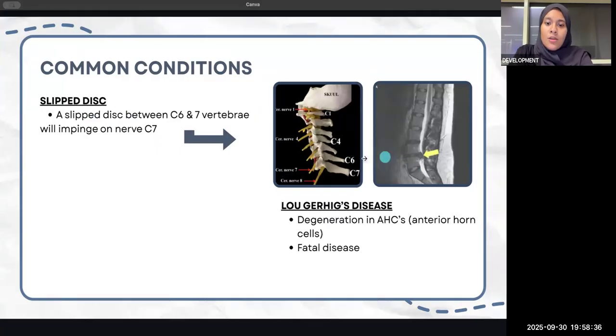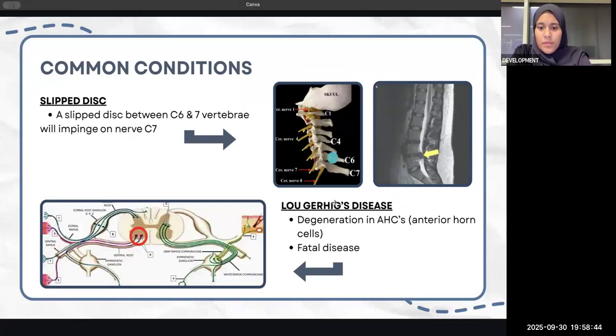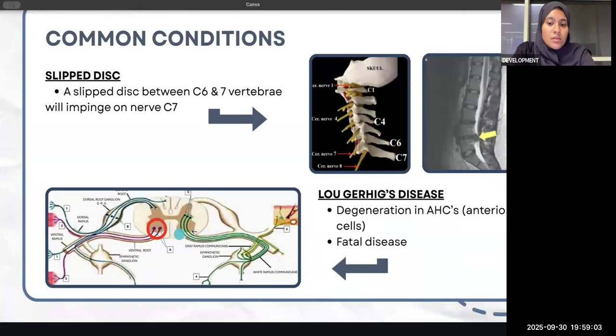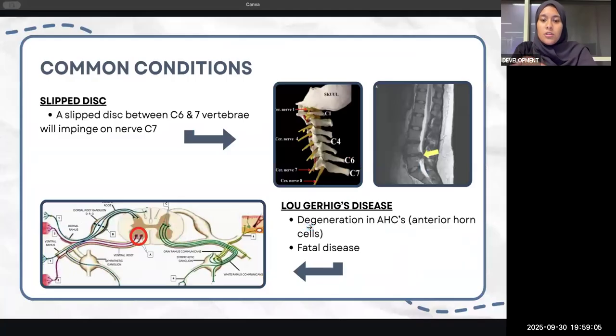Then you have Lou Gehrig's disease. Honestly, very simple. You just have to memorize this name. It's a fatal disease. And you see over here, here are your ventral rootlets. In your ventral rootlets, you have your anterior horn. Remember this, your ventral horn, but we can also call it the anterior horn. You have your anterior horn cells. When you have a degeneration in these cells, like they're not actually getting generated anymore, you have Lou Gehrig's disease. That's all you need to know.